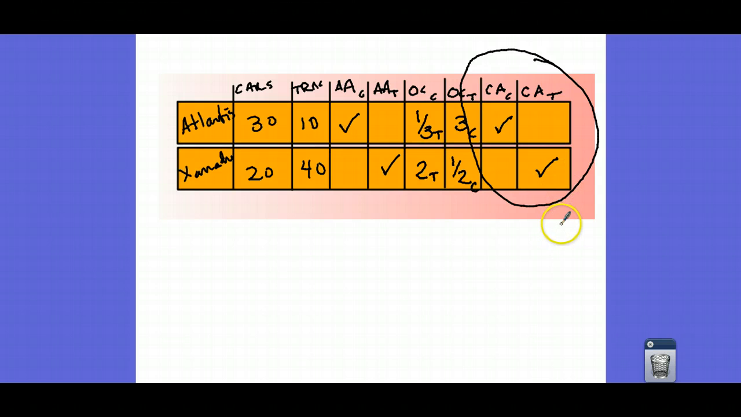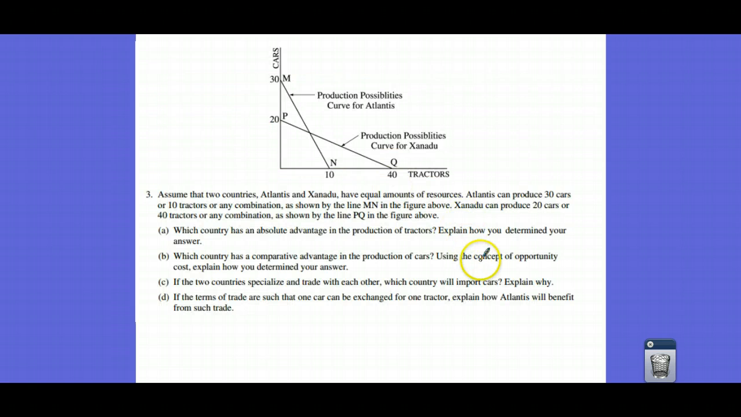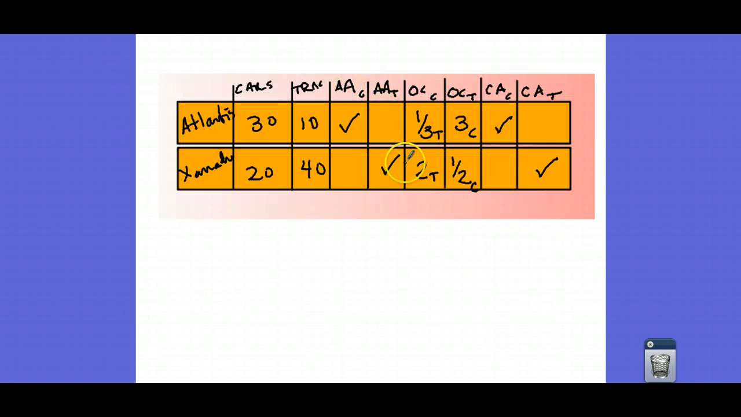Okay? You have pretty much everything you need in this question, in this chart, to answer the parts of this question. So let's look back. Letter A. Which country has an absolute advantage in production of tractors? Explain how you determined your answer. Who has absolute advantage in tractors? Well, we already answered it. It's Xanadu. Xanadu has it, and the reason why is because they can produce more tractors than Atlantis can with the same resources. Done. Let's go to the next one.